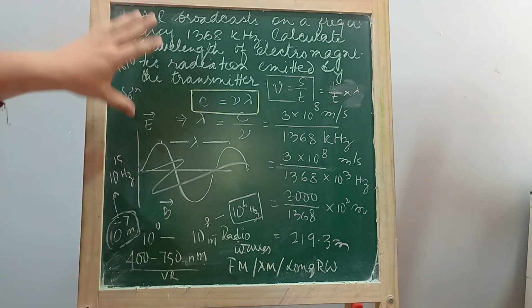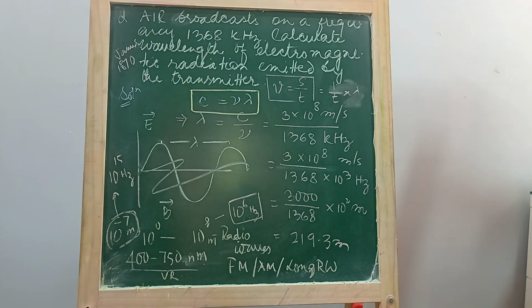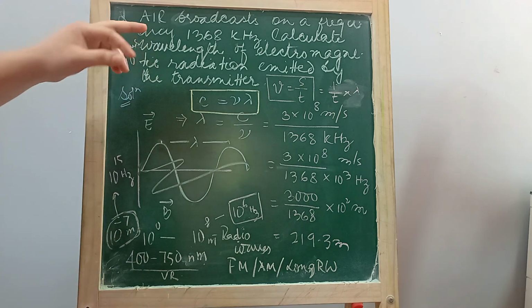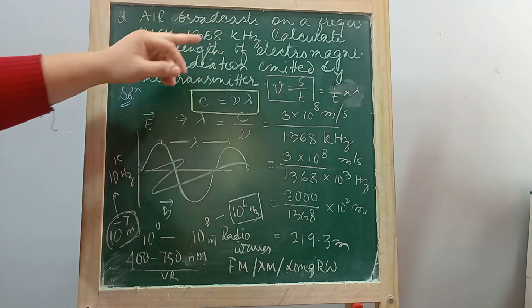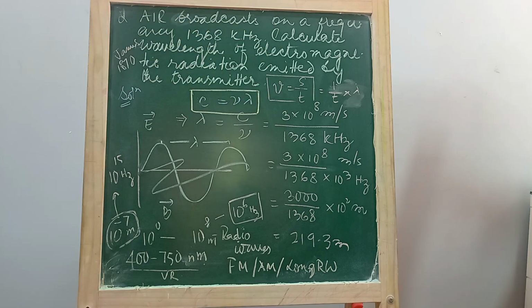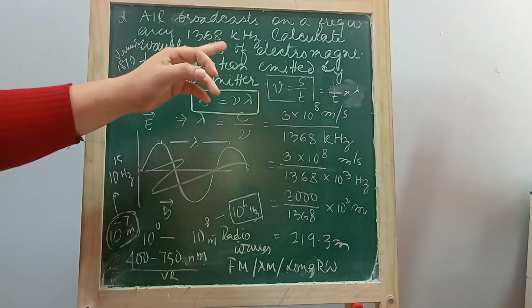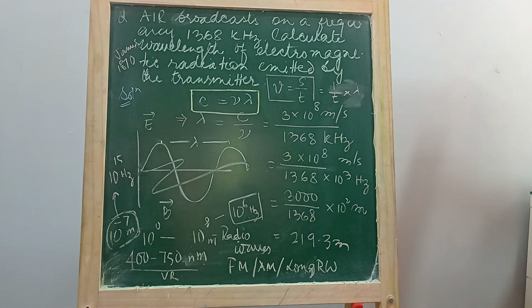Let's see this particular problem, which is given in chapter 2, structure of atom. The question is saying that a radio broadcast is on a frequency of 1368 kilohertz. So they have given you the frequency and you are required to calculate the wavelength of the electromagnetic radiation. Radio broadcast is an electromagnetic radiation emitted by the transmitter.